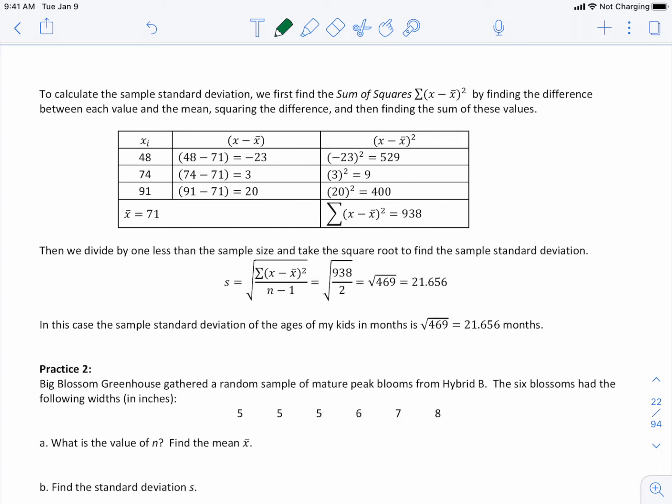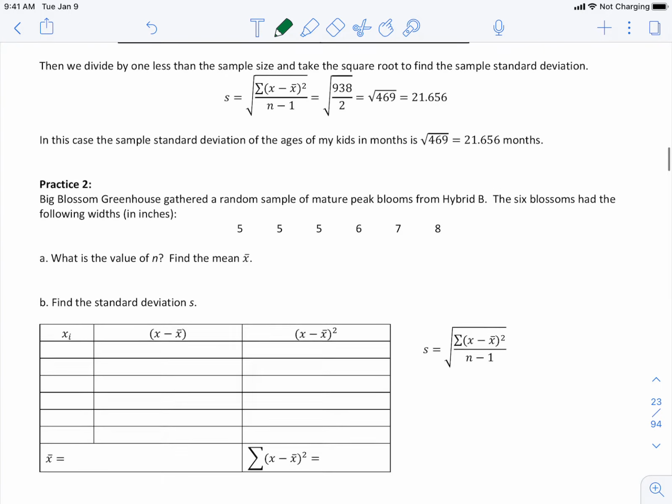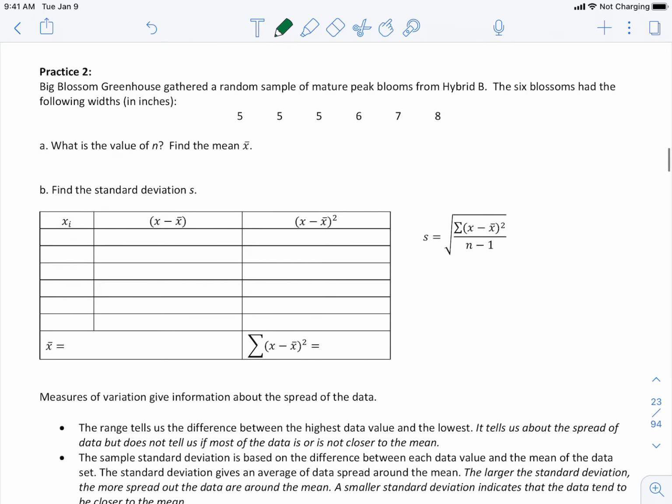All right. Big Blossom Greenhouse gathered a random sample of mature peak blooms from hybrid B. The 6 blossoms had the following widths in inches: 5, 5, 5, 6, 7, and 8. Okay, so we need to find the value of n and the mean x bar. Please do this.